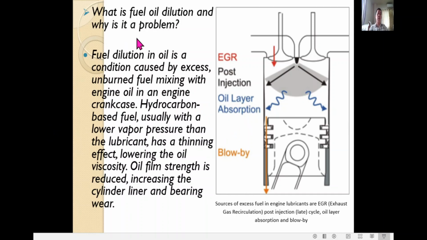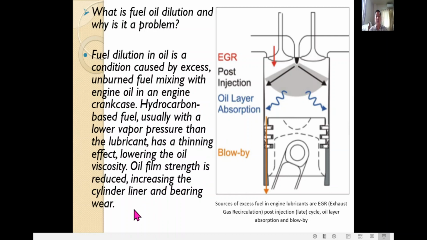So, what is fuel oil dilution and why is it a problem? Fuel dilution in oil is a condition caused by excess unburned fuel mixing with engine oil in an engine crankcase. Hydrocarbon-based fuel, usually with a lower vapor pressure than lubricant, has a thinning effect, lowering the oil viscosity. Oil film strength is reduced, increasing the cylinder liner and bearing wear.